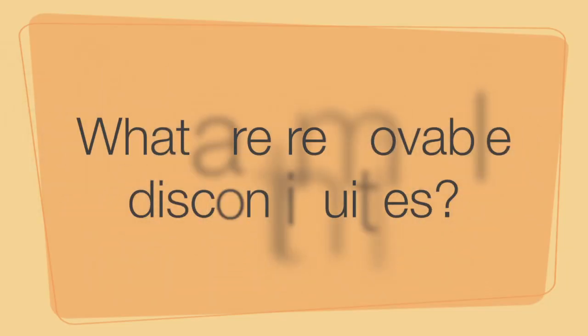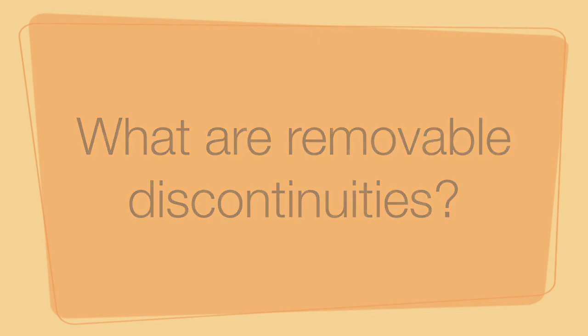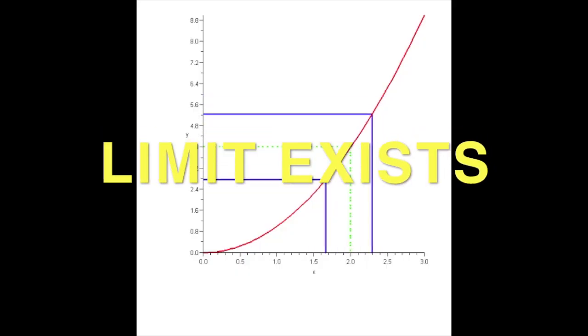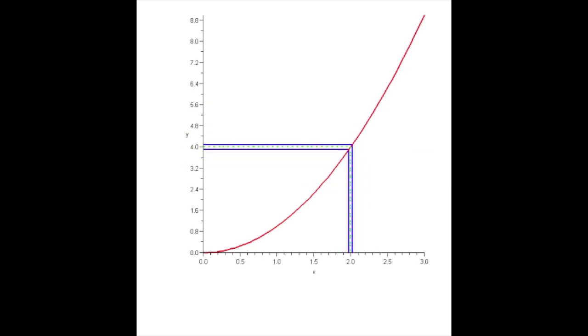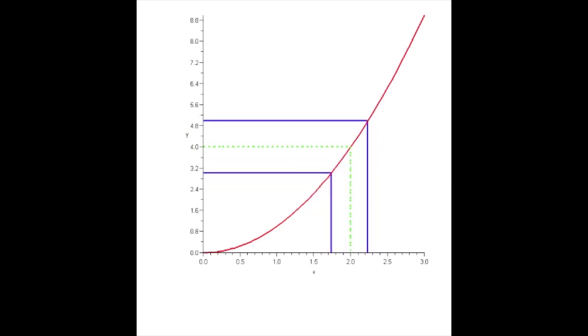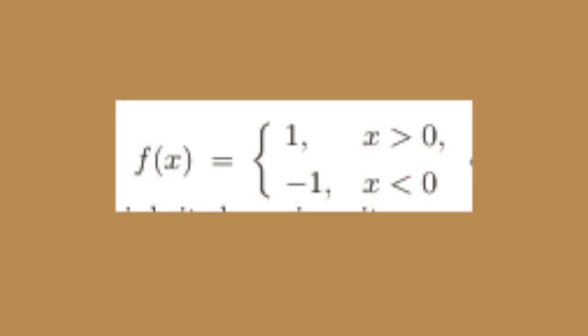So what are removable discontinuities? Well, they are characterized by the fact that the limit exists. They can be fixed by redefining the function. Here we have an example of a piecewise function. The first part, 1, x has to be bigger than 0. In the second part, x has to be smaller than 0.